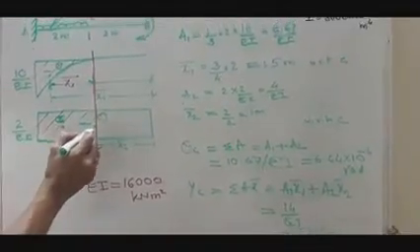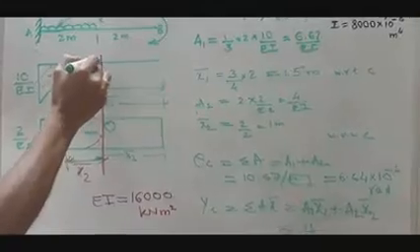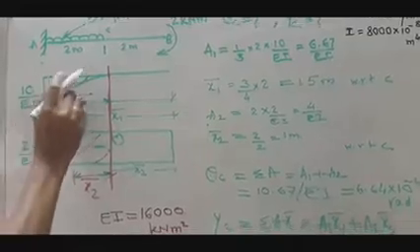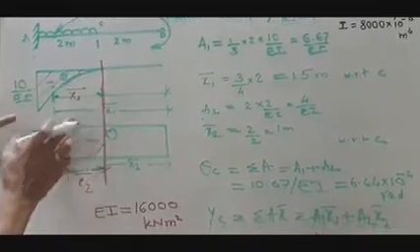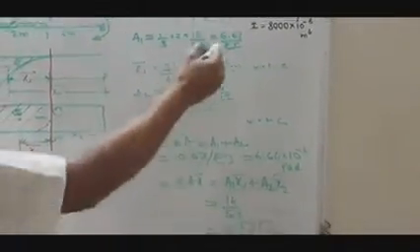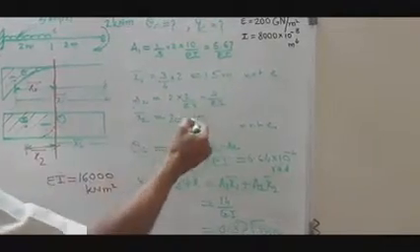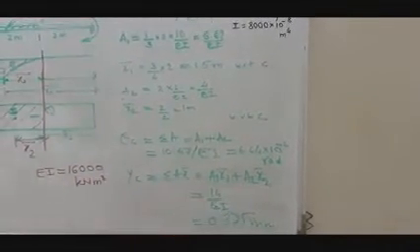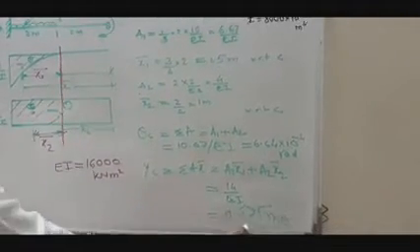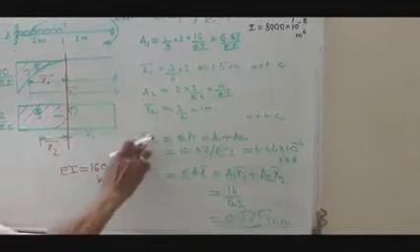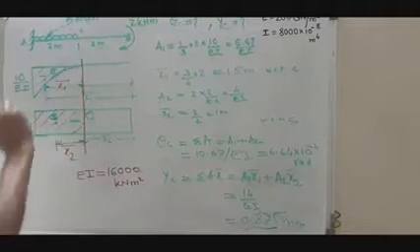Similarly, to get the deflection at C, you have to take the moment of the areas between C and A about C. That means we have to calculate the distance of the CG with respect to C. That is A1 into x1 bar plus A2 into x2 bar. We have already calculated A1, x1 bar, A2, x2 bar. So 6.67 into 1.5 plus 4 into 1 gives 14 by EI. Then EI is 16,000, so 14 divided by EI gives the result in meter. Multiply by 1000 and you get the answer as 0.875 mm. This is the required slope and deflection at the point C.